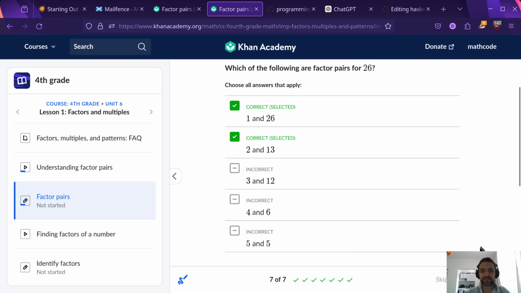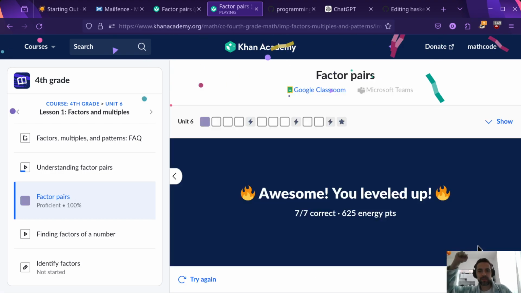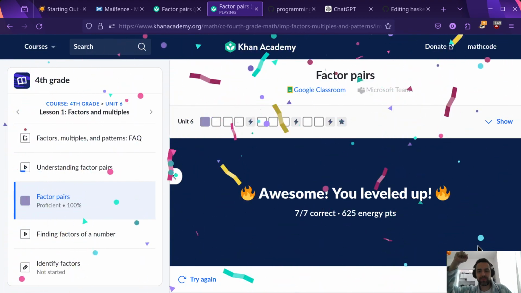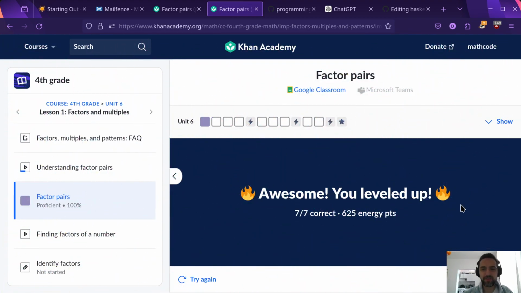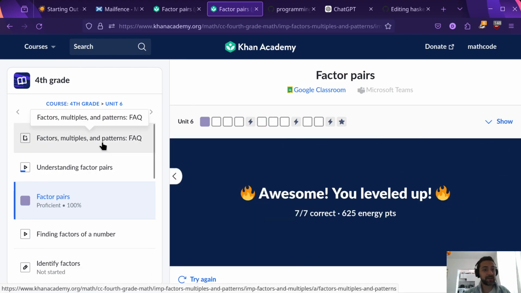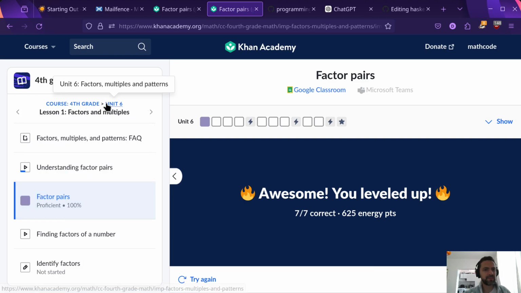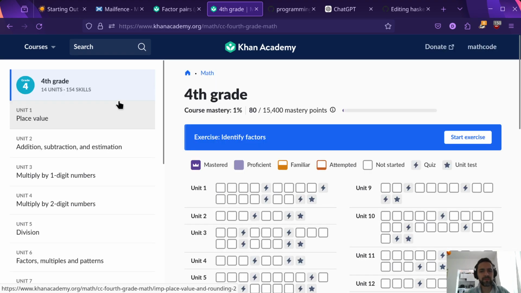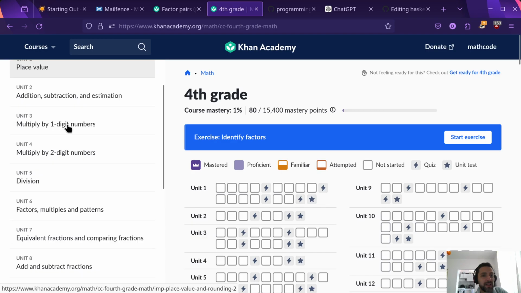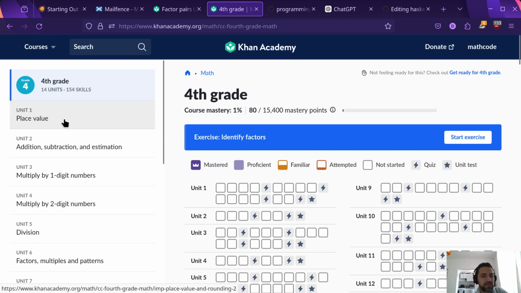So, summary. Awesome, you leveled up. 7 of 7 correct. 622 energy points. All right. Factors, multiples, and patterns. Understanding factor pairs. But wait a second. This is Unit 6. Is this kind of a random thing? 4th grade. What's in 4th grade? Why did I start with place value? Factors. Let's start with place value.